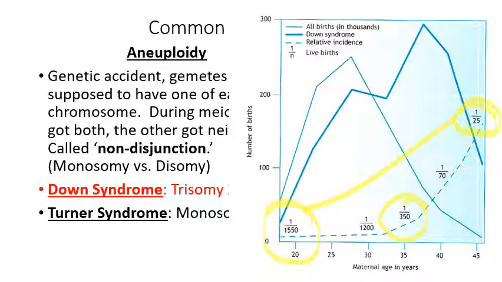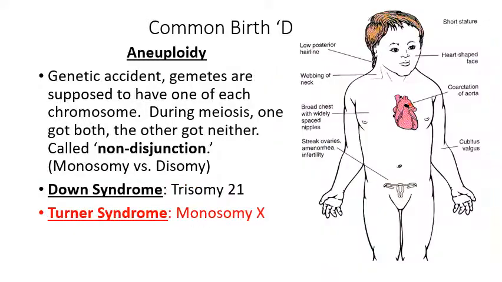So you're safe until around 30. As soon as you start getting up into having children in your 30s and 40s, the odds of having a Down syndrome child increase quite a lot. And we already talked about the symptoms and signs of Turner syndrome.